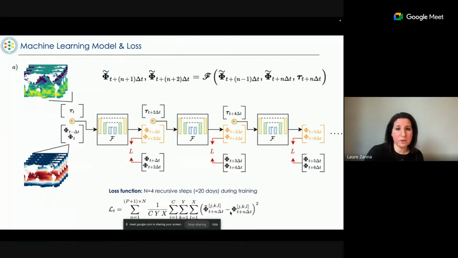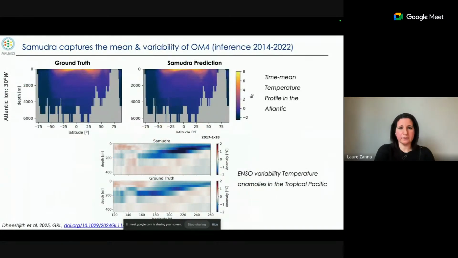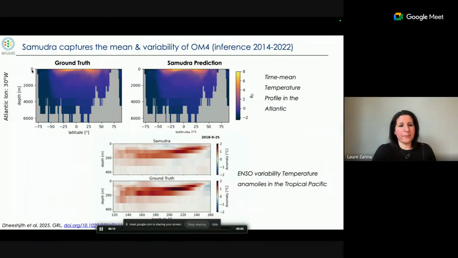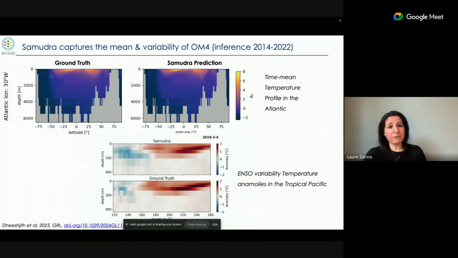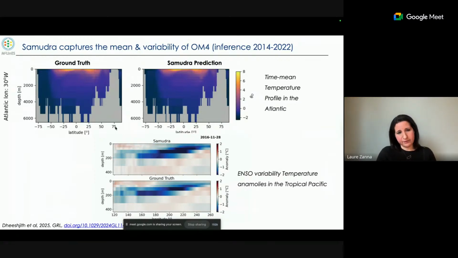And again, the forcing comes from the ocean model, the atmosphere. So here, after training and validation, here's the inference in the last 8 years of the simulation. The top left is the ground truth temperature. So this is depth. This is latitude.